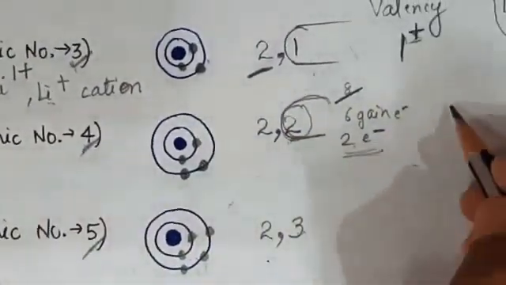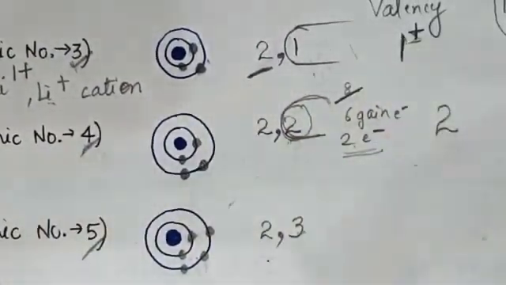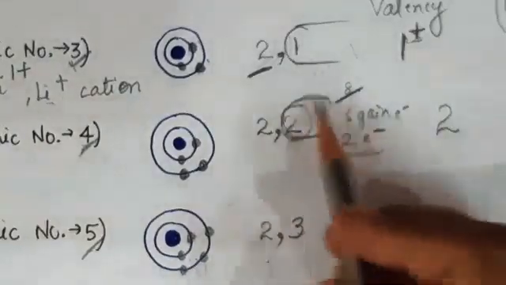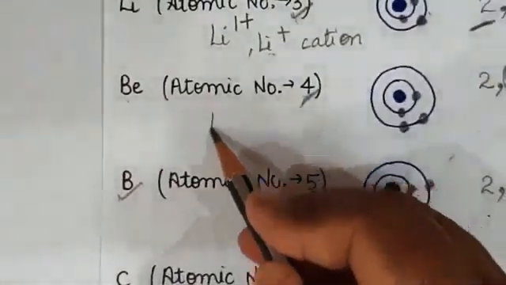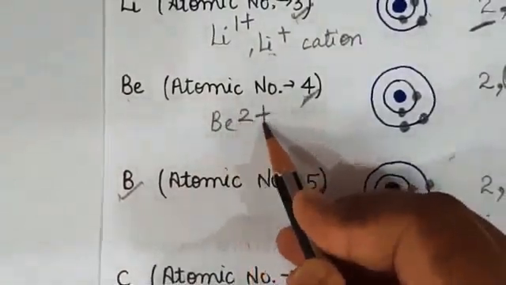So what is the valency? 2. And what is the charge? It is losing, so the charge will be plus. So beryllium is written as Be2 positive.